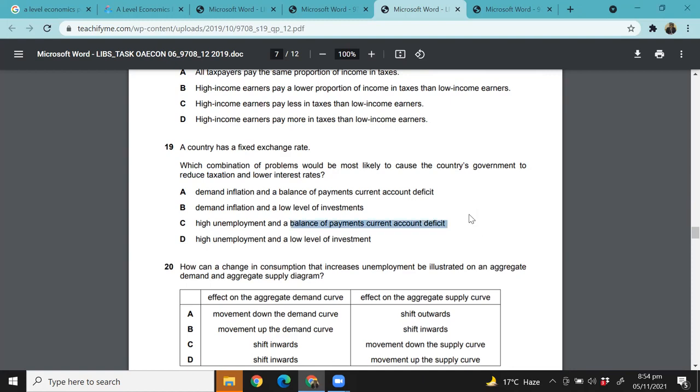But let's read the B part: balance of payment current account deficit. Now, what is a deficit? More money going out of the country compared to the money coming into the country. So when you reduce your taxes, tell me what will people do? Do you think they will import more or export more? Because the current account is mainly, not only, but mainly about exports and imports. If the government is lowering the taxes, what effect will it have on exports and imports? Import more.